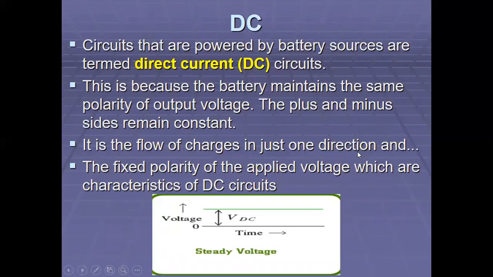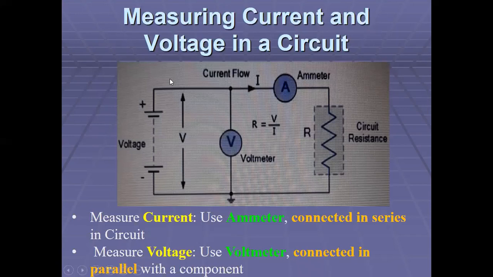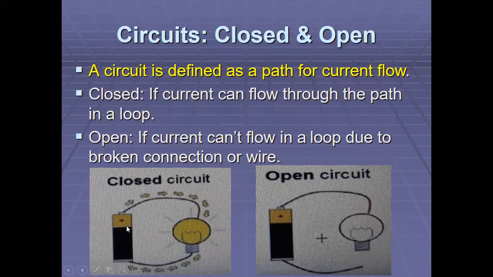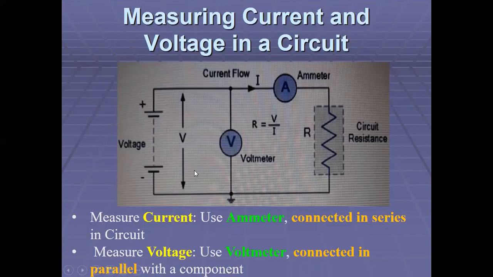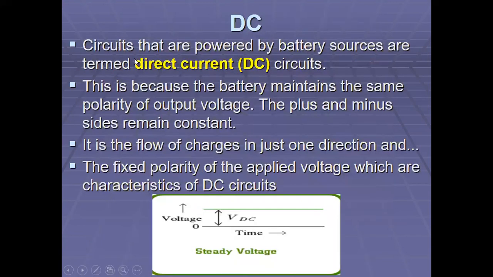Now, there are two types of current or voltage. One is direct current, DC. Usually in a circuit, just like previously, if there is a battery, it gives direct current. There is no up and down or oscillation in the current. So circuits that are powered by a battery source are termed direct current circuits, because the battery maintains the same polarity of output voltage. The plus and minus sides remain constant.